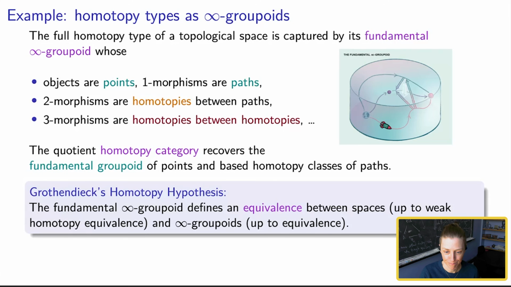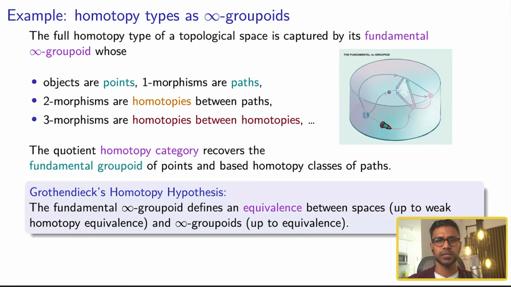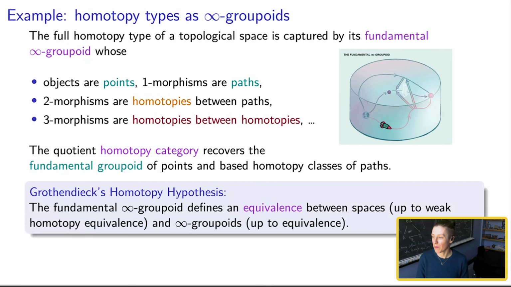Has this been proved now? Why is it called a hypothesis? Yes. So the reason it's called a hypothesis is that Grothendieck stated this before there was an accepted definition of an infinity groupoid.